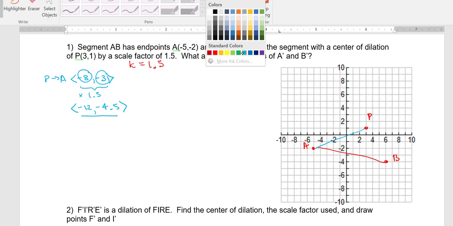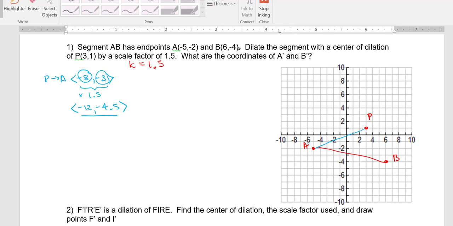So from the center of dilation, I'm just going to go -12 in the x direction, and then -4.5 in the y direction. So I end up right there. And the result is that I'm going to end up at A prime equaling -9, -3.5. So that's this point right there.